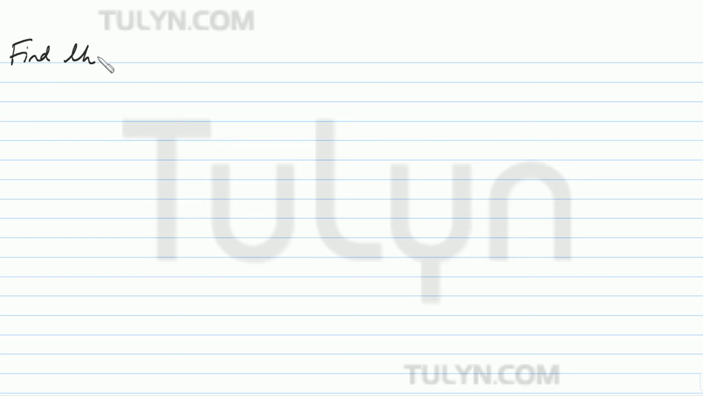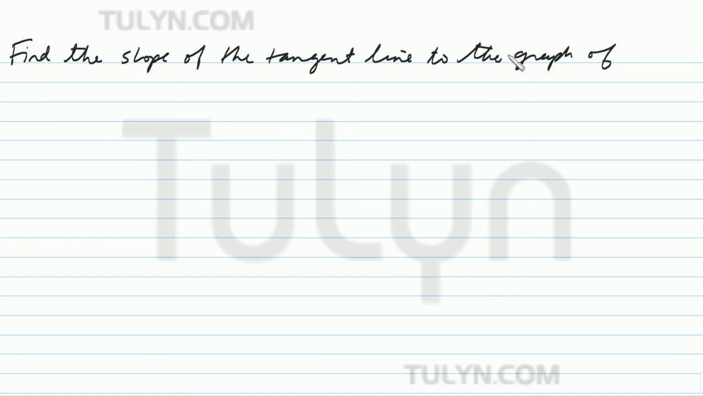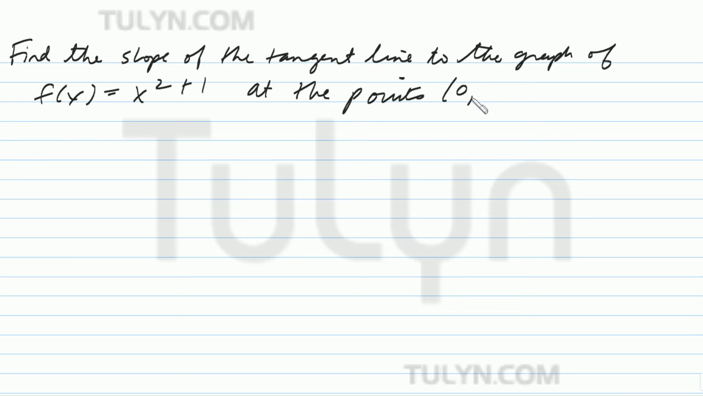Find the slope of the tangent line to the graph of f of x equals x squared plus 1 at the points (0, 1) and (-1, 2).